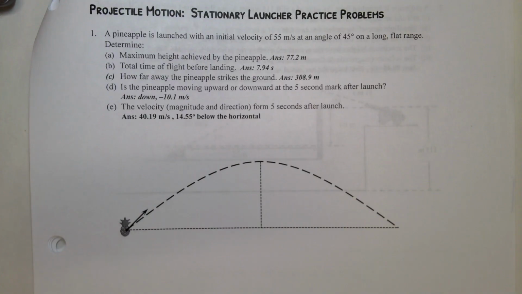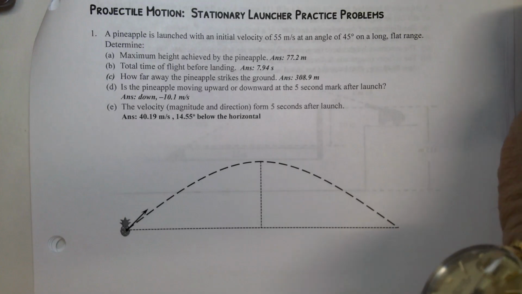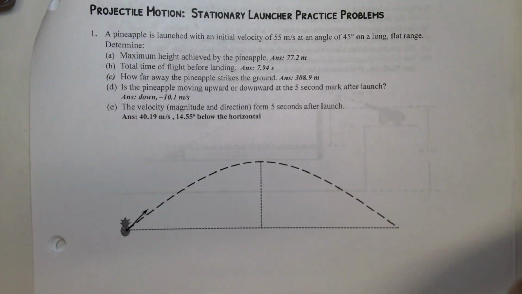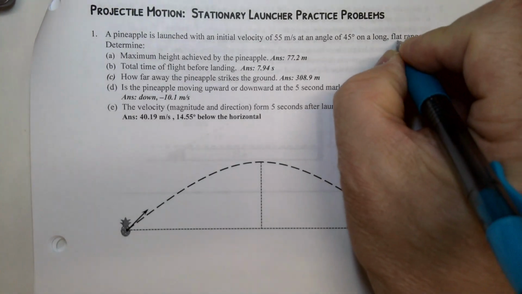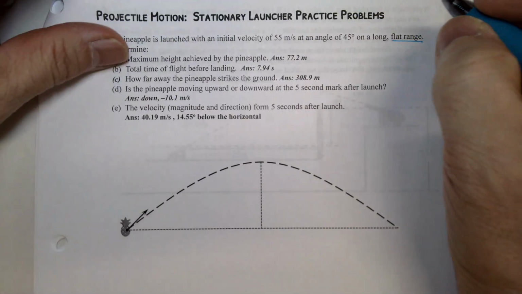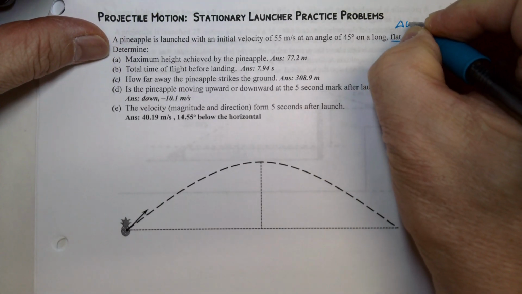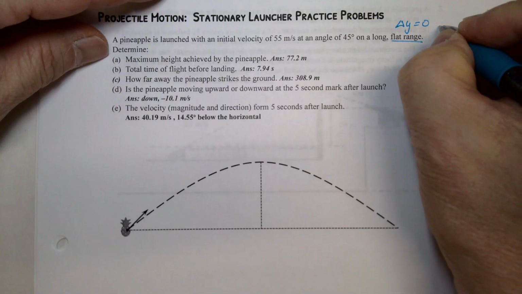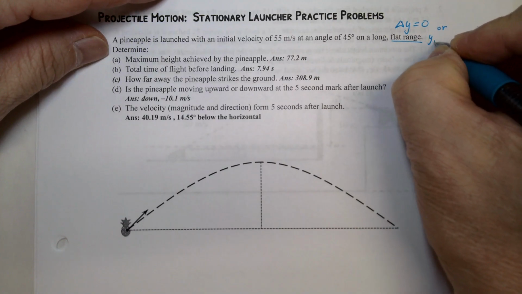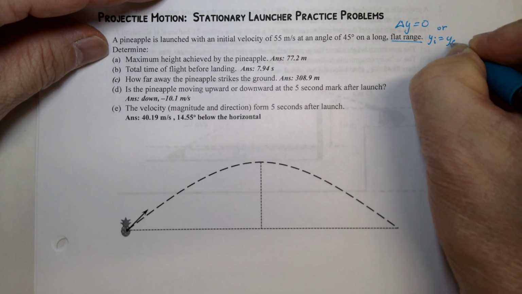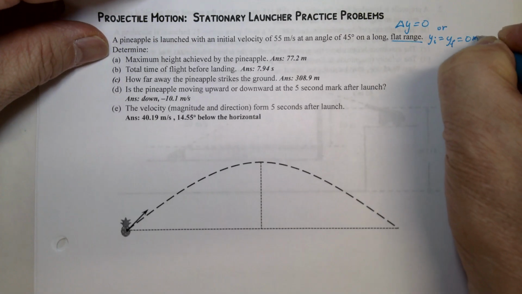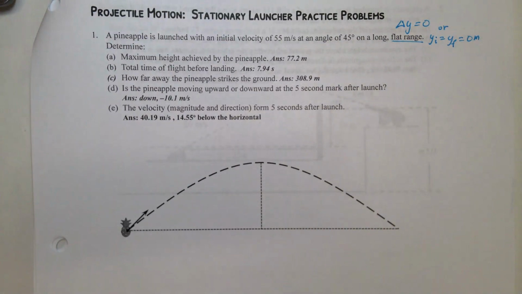So number one, a pineapple is launched with an initial velocity of 55 meters per second at an angle of 45 degrees on a long flat range. Now, when they say flat range, this means my delta y is equal to 0, or y initial is equal to y final, which is equal to 0 meters. Okay, that's what that flat range means.